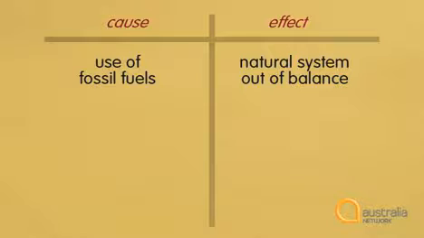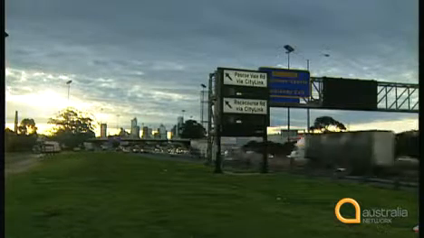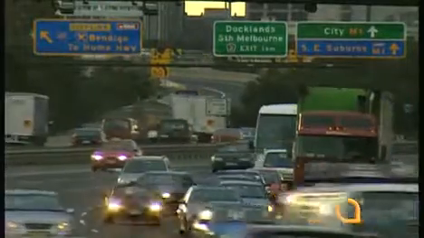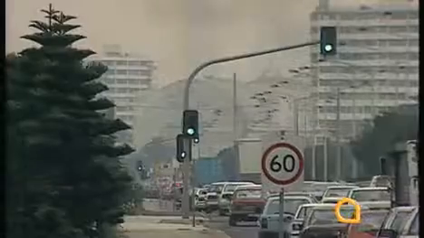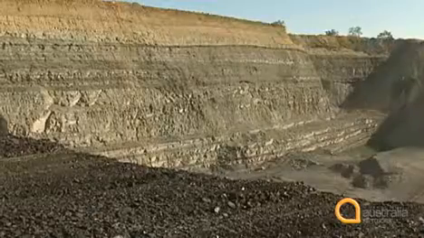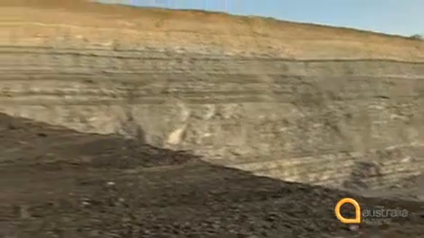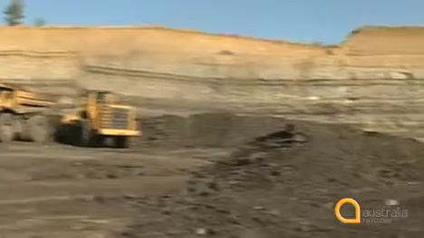The main problem is our use of fossil fuels. So what we've done is put the whole natural system out of balance by digging up coal and oil that took about 200 million years to accumulate, and we're releasing it all in about 100 years.